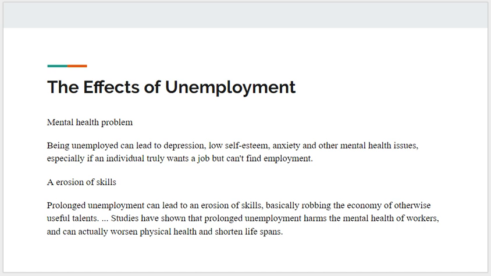First, mental health problems. Being unemployed can lead to depression, low self-esteem, and other mental health issues, and even some physical issues. And an erosion of skills. Prolonged unemployment can lead to an erosion of skills, basically robbing the economy of otherwise useful talent.